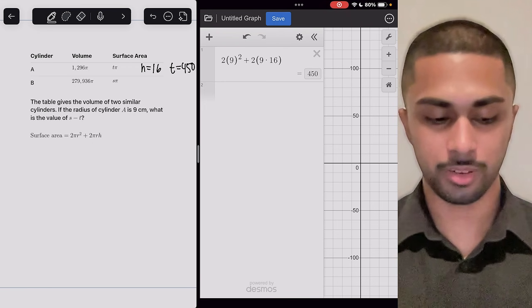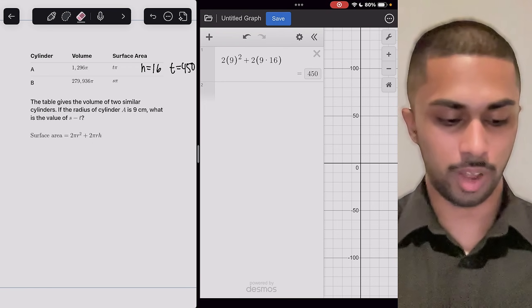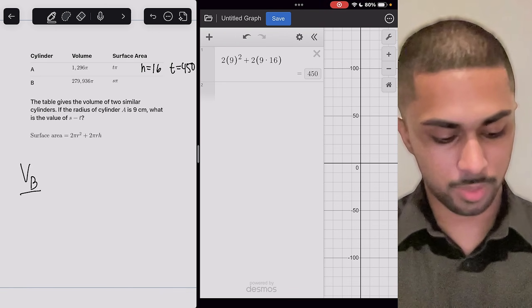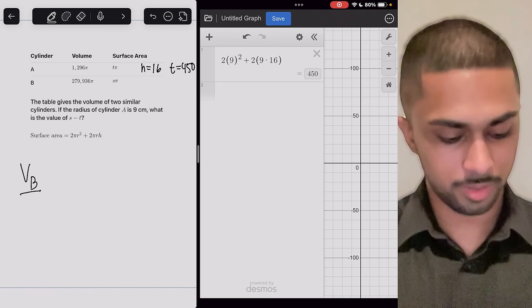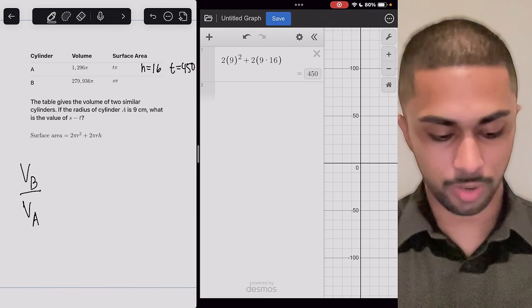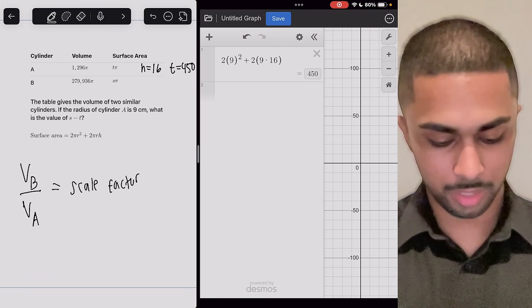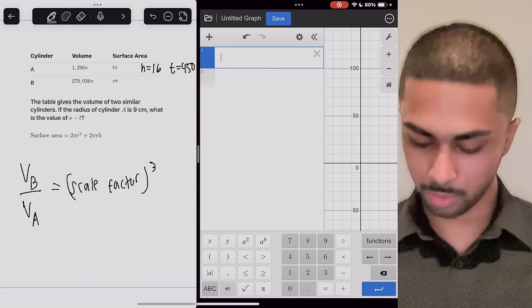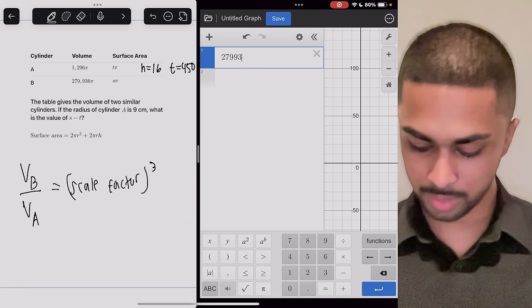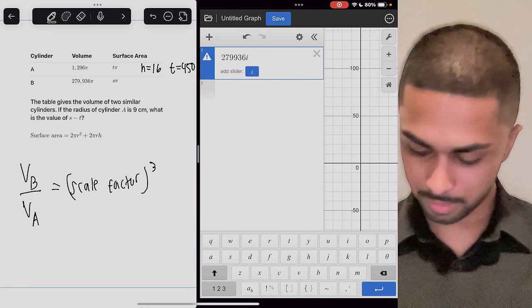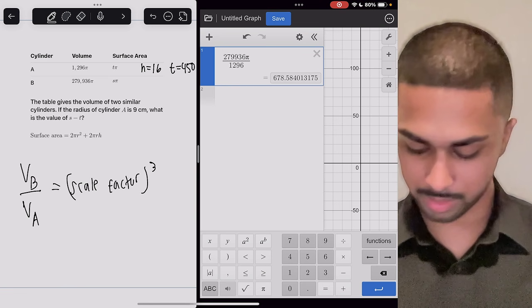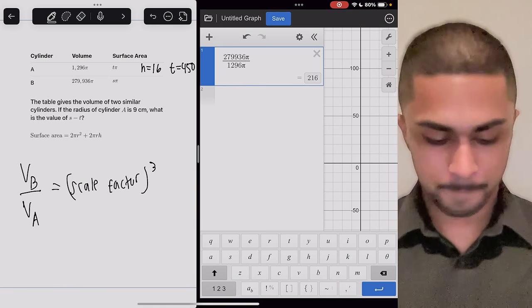Let's figure out the scale factor between these two cylinders. Well, I just told you that the ratio between the volume of one 3D shape and the volume of another 3D shape is the scale factor cubed. So what is 279,936 pi divided by 1296 pi? 216.